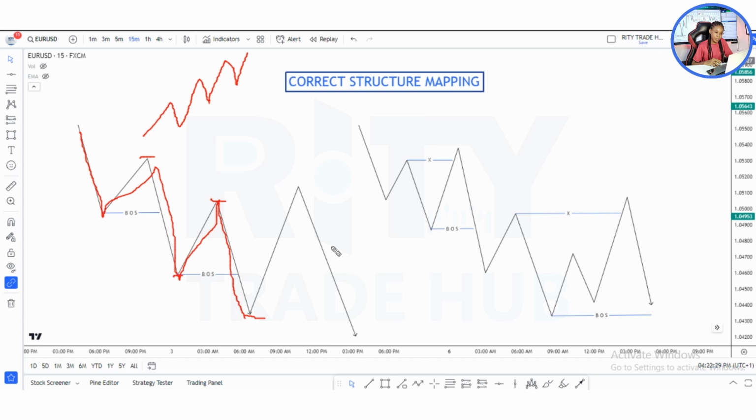So how do you identify a valid market structure, or how do you identify a valid high and low? Here on the chart, some traders mark out their structures like this. They mark here as their peak, their high, and they mark this level as their low. They mark this as their high and they mark this as their low.